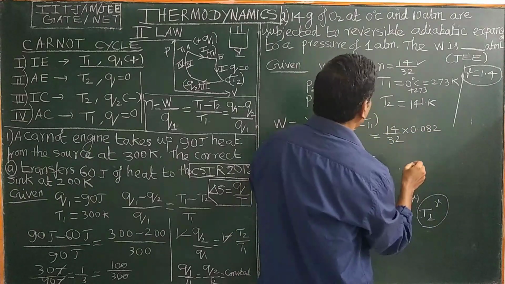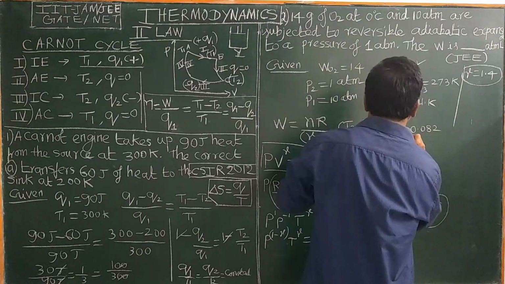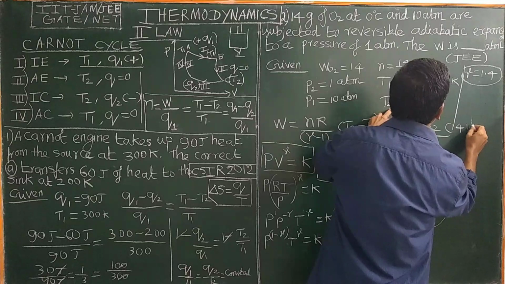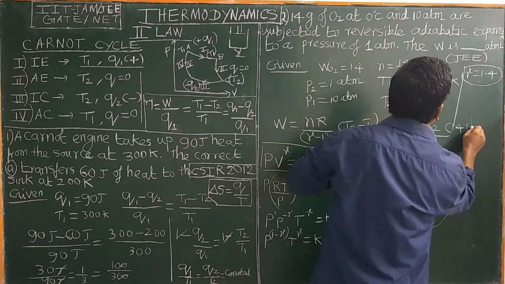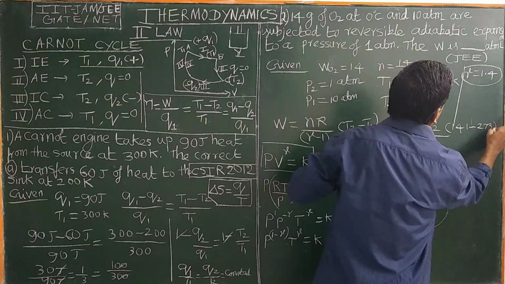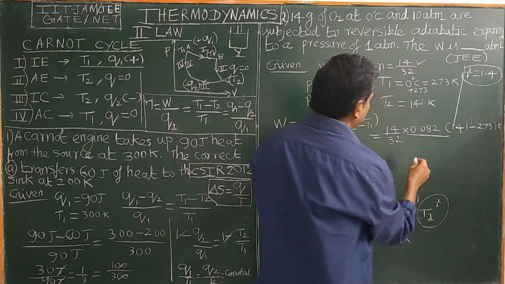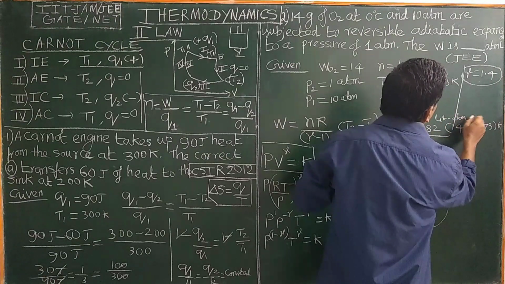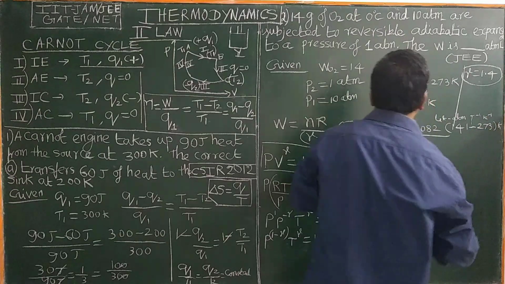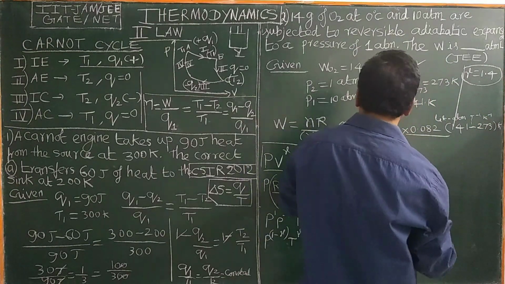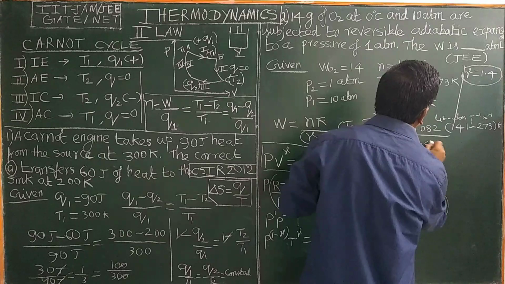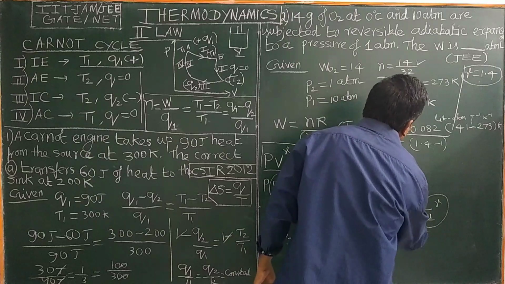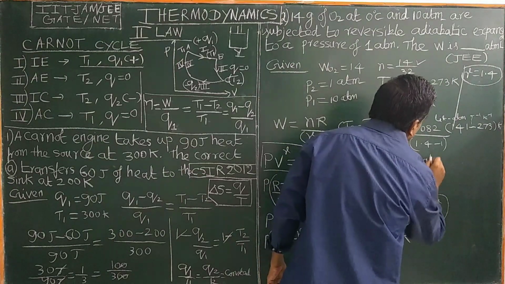R is 0.082 liter atmosphere per Kelvin, times T2 minus T1, that is 141.1 minus 273 Kelvin, always write the unit, divided by gamma minus 1, that is 1.4 minus 1. If you calculate, the value will come to around minus 11.8 liter atmosphere.